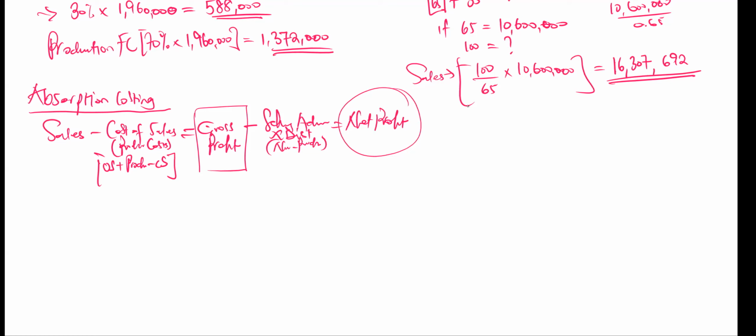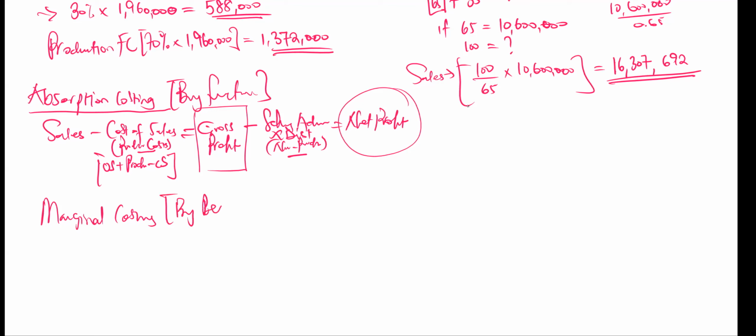Now, marginal costing takes a different tune, because this one focuses on cost behavior. What is the classification of cost here? Is it by function or by behavior? For absorption costing, we classify cost by function, because here we group cost into production and non-production. So absorption costing categorizes cost by function, and marginal costing categorizes cost by behavior.